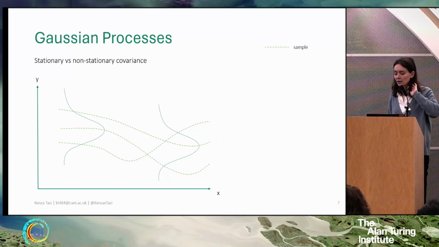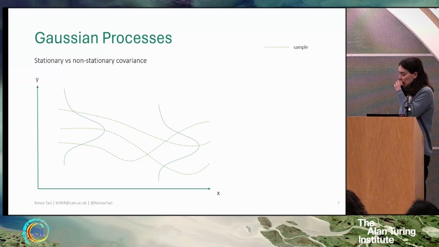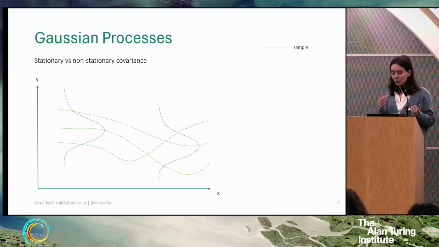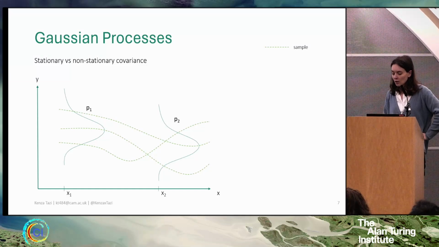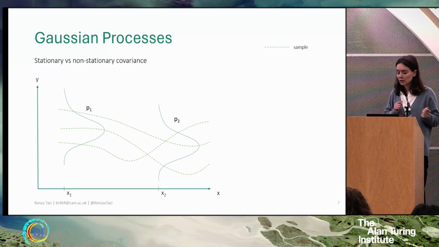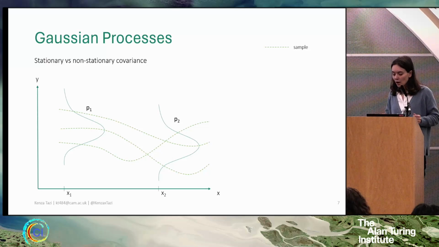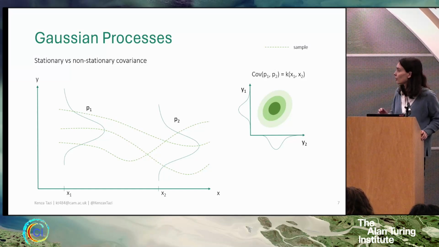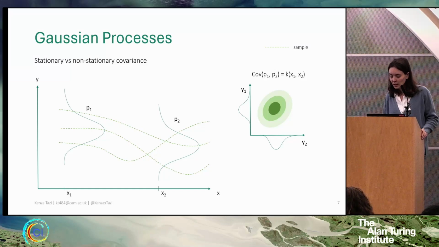For Gaussian processes, this function space is usually shaped via a covariance function that maps the correlation between each of the points. So let's consider 2 points, x1 and x2. On the right, we can see how the distributions associated with these points, P1 and P2, are correlated to each other using a covariance function K. So here we're plotting the distribution of P1 against P2 on the y-axis.